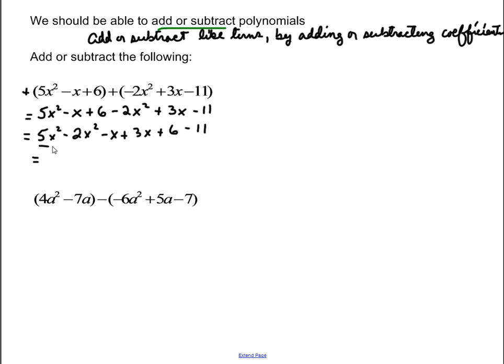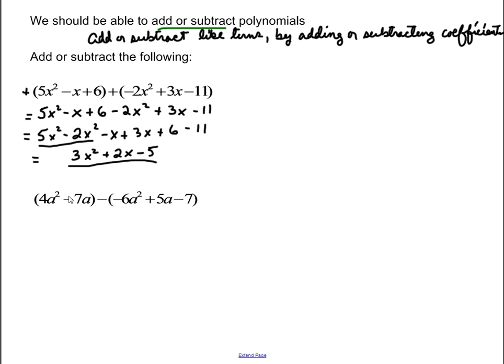And I will point out, if you have 5x squared and you take away 2x squared, you will be left with 3x squared. If I have negative 1x and I add a 3x, I'm going to get plus 2x. And of course, if I have 6 and I take away 11, I'm going to get negative 5. So this would be my resulting expression from this addition. All right, not bad. Let's try it again.